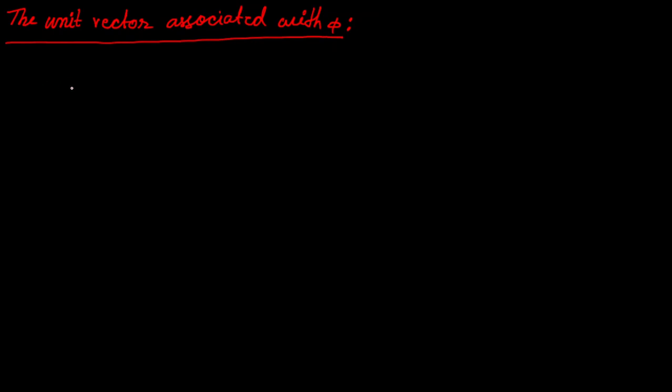And in this case, we represent it as a phi cap. So how will we define phi cap? Again, we have to take the partial differentiation of this position vector with respect to phi, keeping r fixed, and then divide this vector by its magnitude. So when you differentiate this position vector r with respect to phi, keeping r fixed, what will we get?